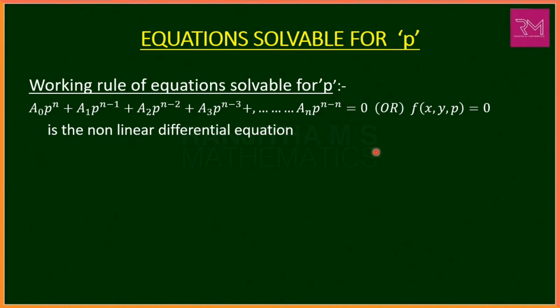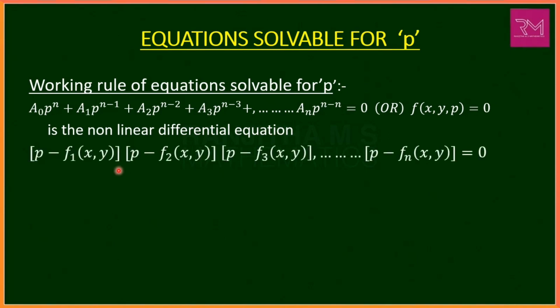Using this nonlinear differential equation, we have to write the equation in factor form, that is p minus f1 of x comma y into p minus f2 of x comma y, p minus f3 of x comma y, and so on, p minus fn of x comma y, which is equal to 0. We have to write factors of the form p minus f1 of x comma y, p minus f2 of x comma y, and so on, p minus fn of x comma y, which is equal to 0.